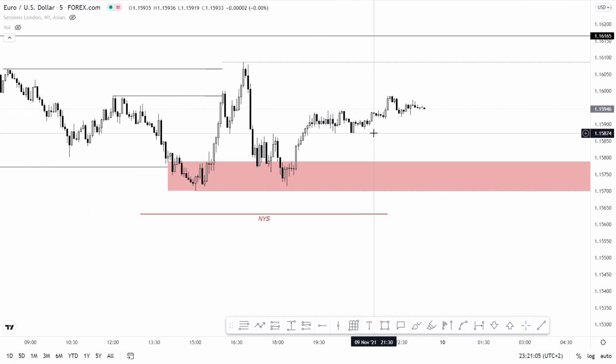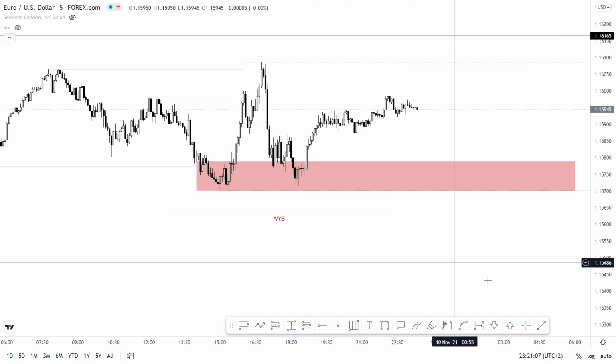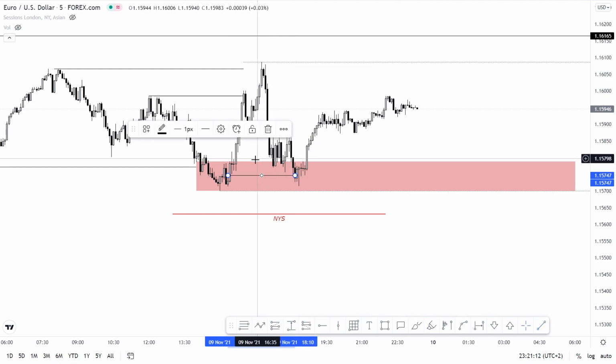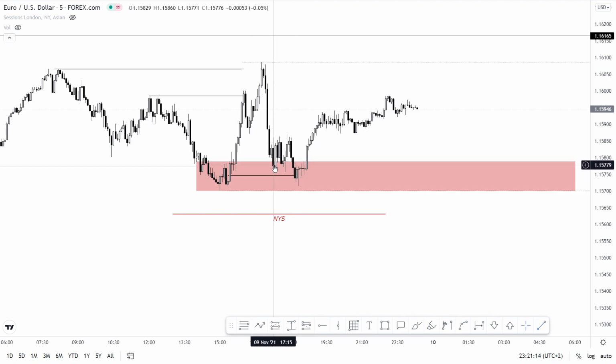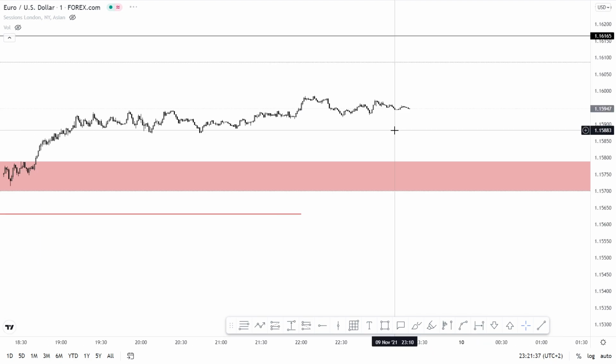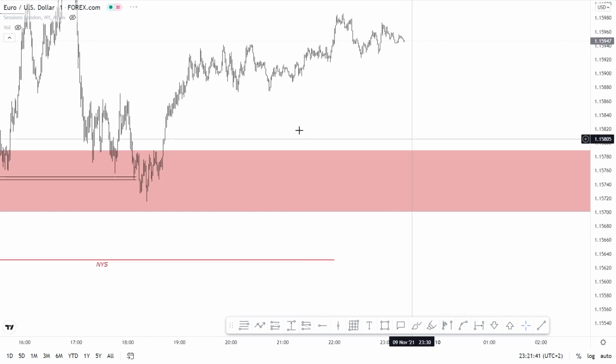On the M5, I didn't really see anything other than this imbalance right here, which was supposed to be filled. So you can see the reaction that we had here from the M30 was short-lived, and then we traded lower to close this imbalance on the M5. And then we came back and closed that imbalance. That's when we started to see this displacement to the upside. So when I got to the M1, that's when I was looking for my QM patterns.